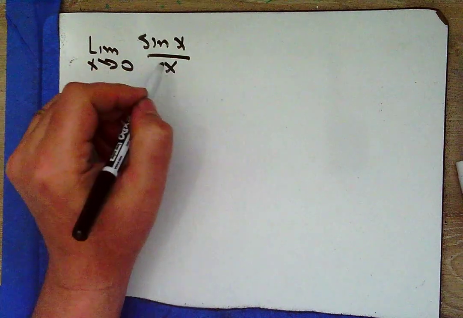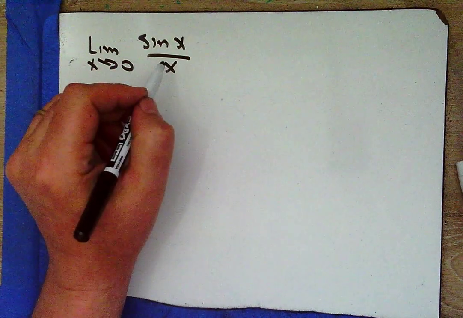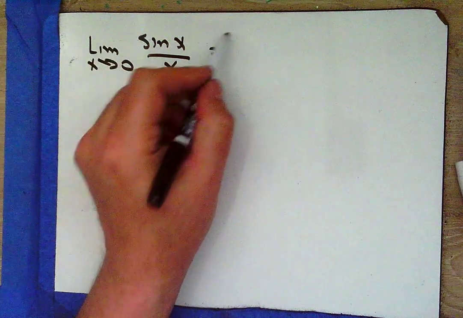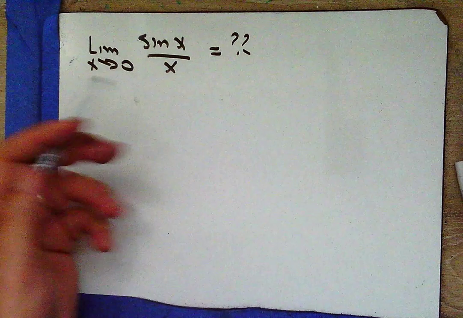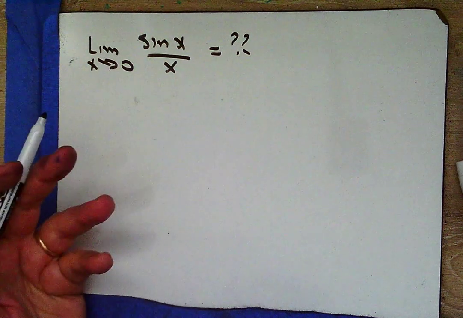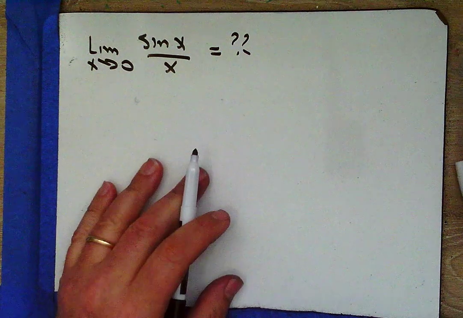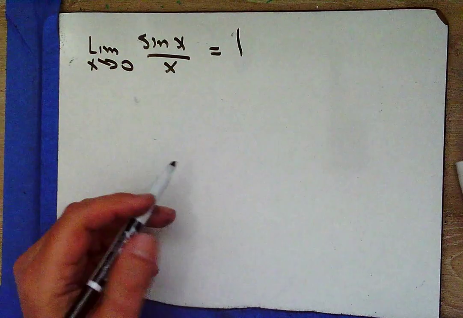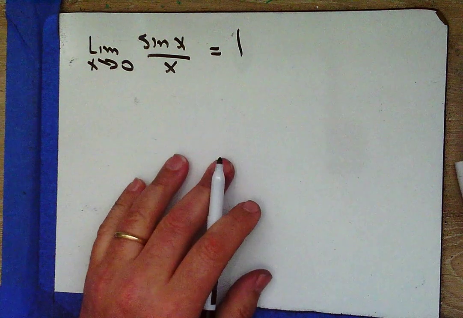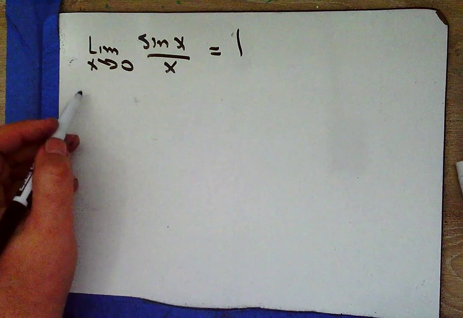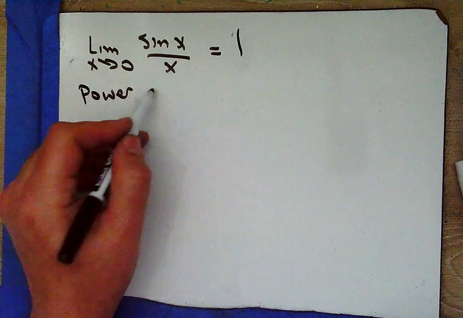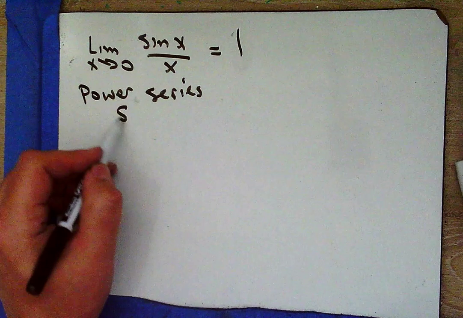Okay, so let's look at power series. Remember how when we had the limit as x approaches 0 of sine x over x, we didn't know what that was because direct substitution didn't work and I didn't have an algebraic rewrite for it, but we were able to see by looking at the graph and by using the table that this limit was equal to 1. Well, I'd like to prove that another way. And to do that, I want to use a power series substitution.